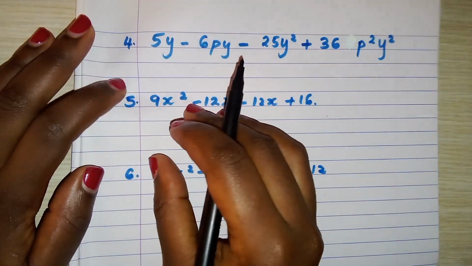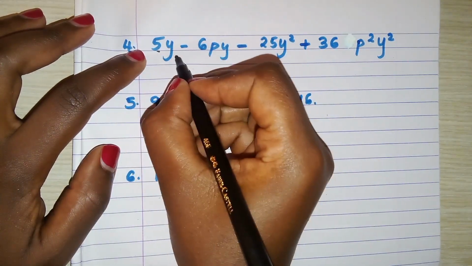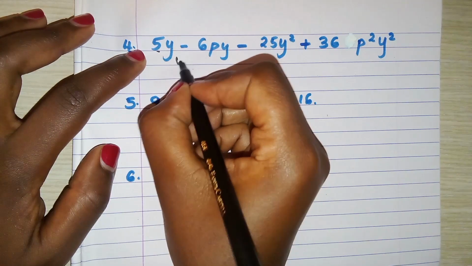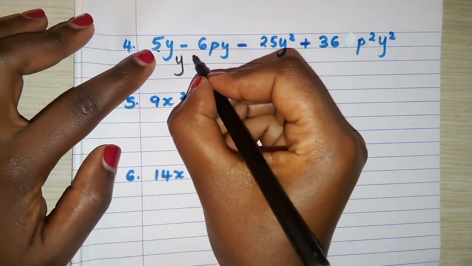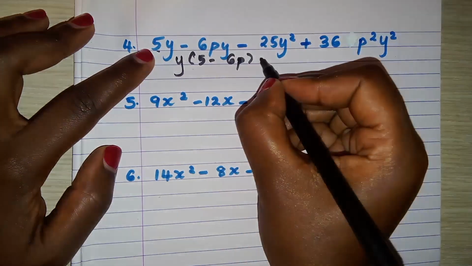3 more questions, then we finish. So 5y and 6py, what is common? So it will be y. Y is the only common thing, and then you're left with 5 minus 6p.